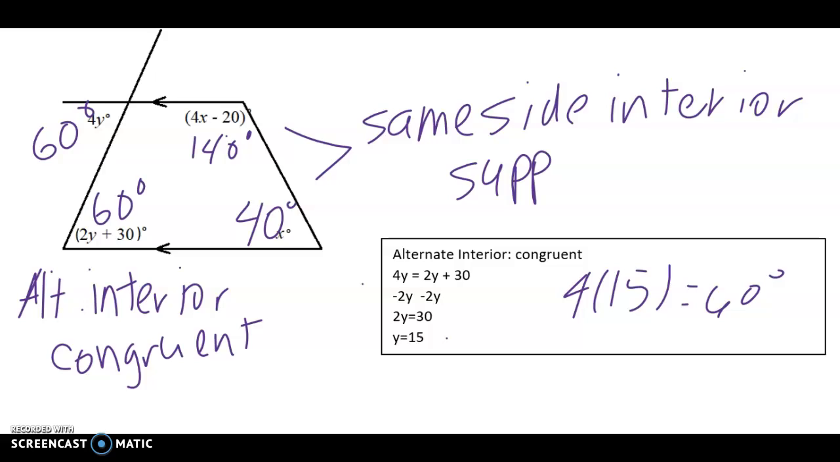So you see, by using a couple of those theorems that we talked about, the same side interior angle postulate and the alternate interior angle theorem, we're actually able to set up equations and solve them to find what the missing angles are. And that's really the whole point of this activity.